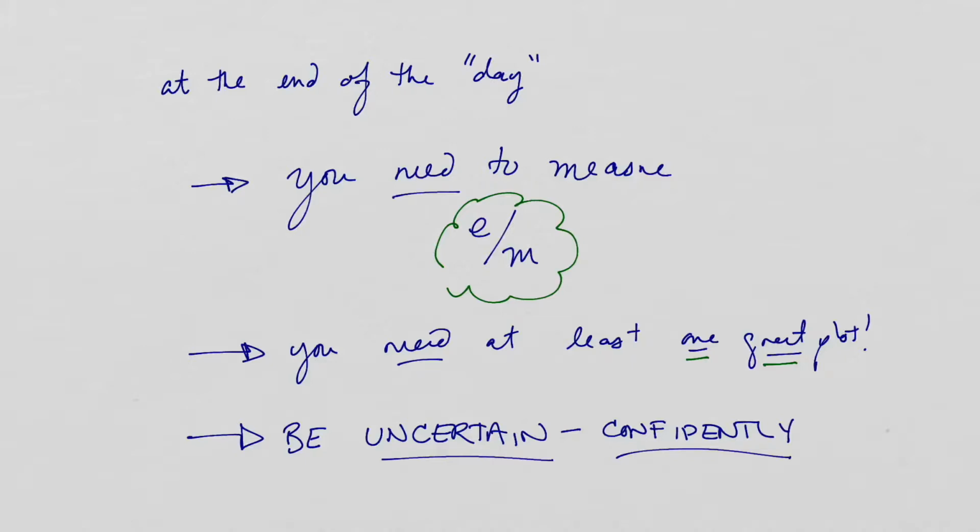Okay, so let's head to the lab and see how we're going to use those Helmholtz coils, which we looked at last week, to create magnetic fields where I can now study the trajectory of electrons as they travel in circles.